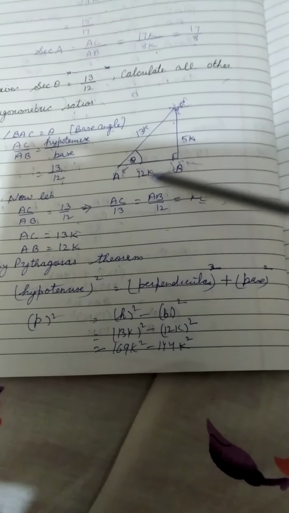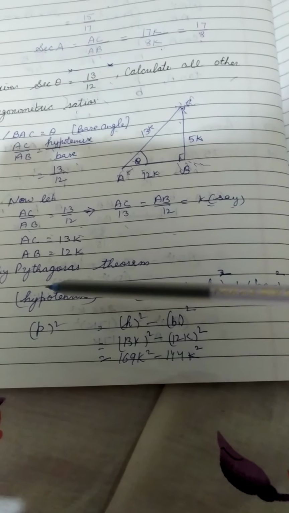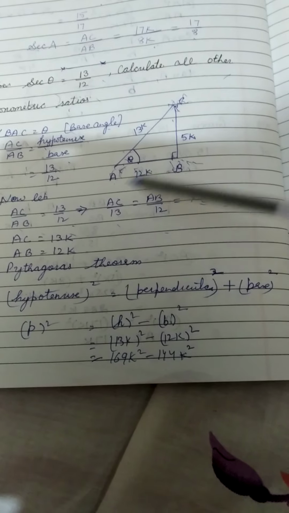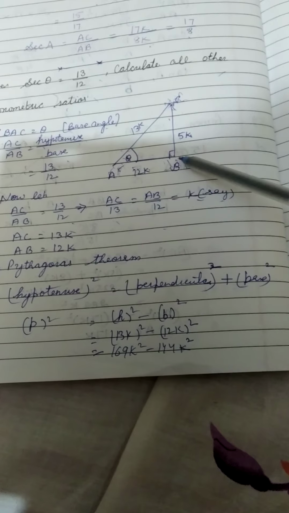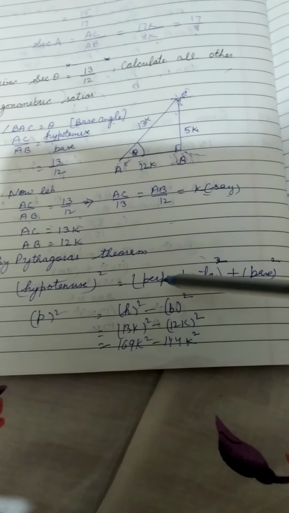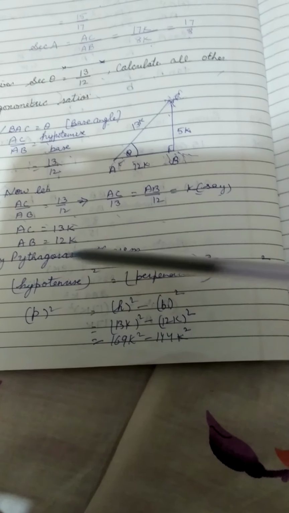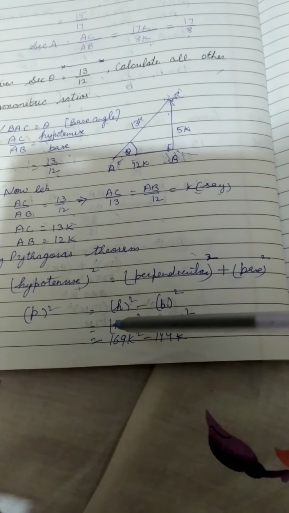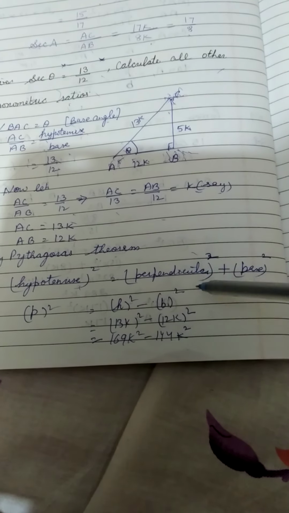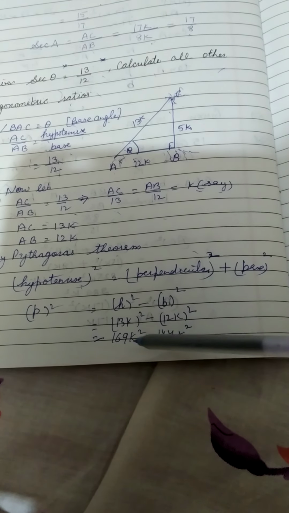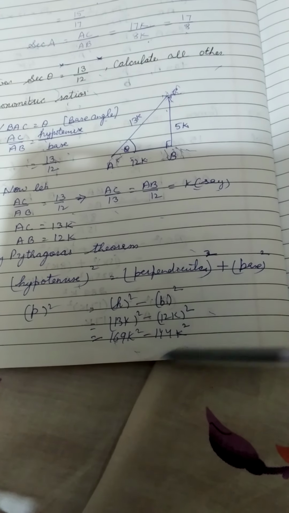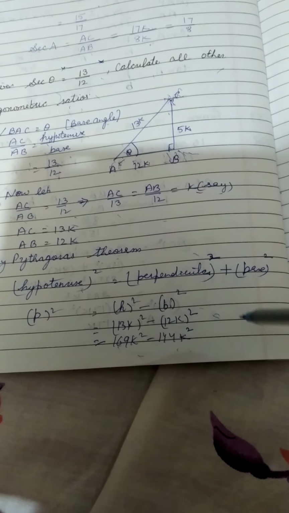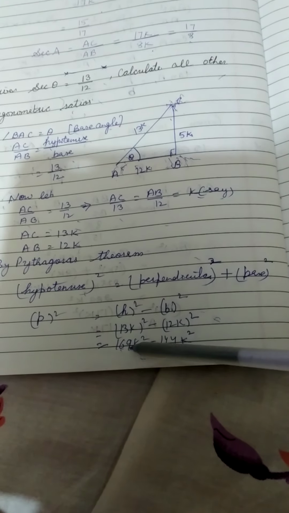Now by Pythagoras theorem we can find out BC. Hypotenuse square is equal to perpendicular square plus base square. Then from here we will get perpendicular square is equal to hypotenuse square minus base square. Hypotenuse is 13K and base is 12K. 13K whole square minus 12K whole square. 13K whole square means 169K square, and 12K whole square means 144K square, because square of 13 is 169 and square of 12 is 144.